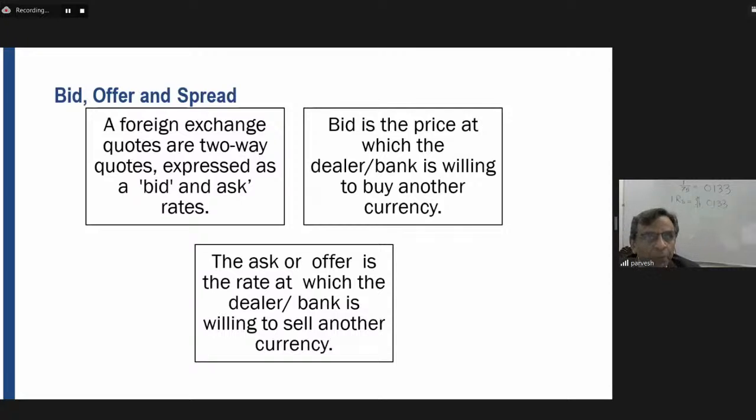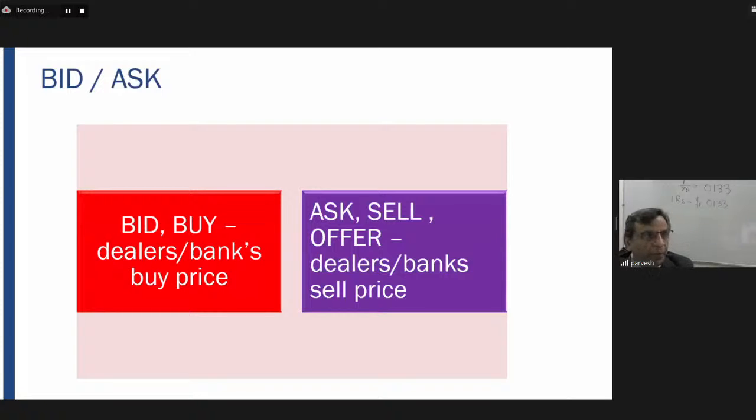From the customer's perspective, it will be just the opposite. So bid becomes the buying price of the bank, but your selling price. And similarly, the ask price becomes the price at which the bank is selling to you and you are buying from the bank. So we'll do some questions so that you get clarity on that. Bid price is the bank's buy price, and ask price is the bank's sell price, or we can say even the dealer's sell price. So the dealer's or bank's buy price is the bid price, and ask is the dealer's or the bank's sell price.